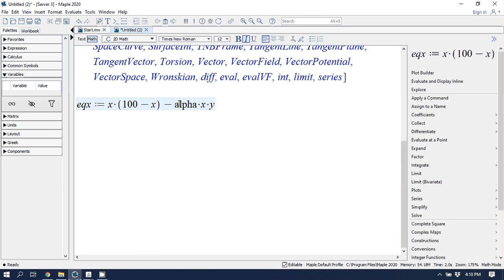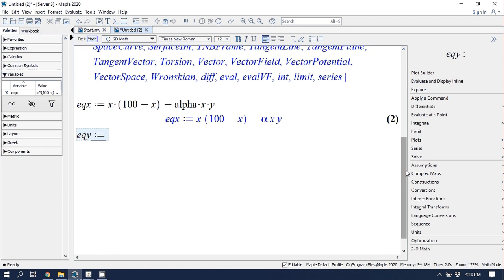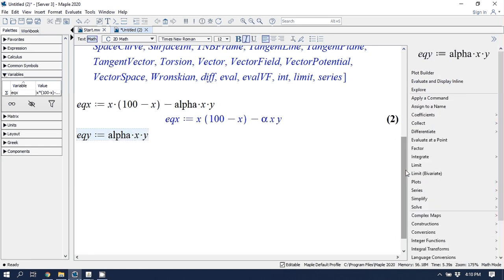I should point out that Maple can recognize Greek letters if you spell them out. If not, you can choose a different letter like A if you don't like to enter the full Greek name for the letter. So notice that you actually have in the output the Greek letter alpha. And then the equation for Y was alpha times X times Y minus 5 times Y.